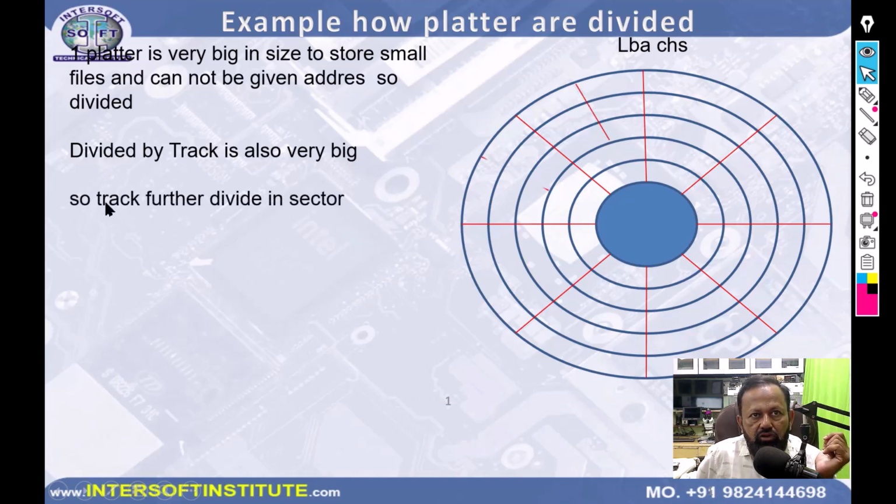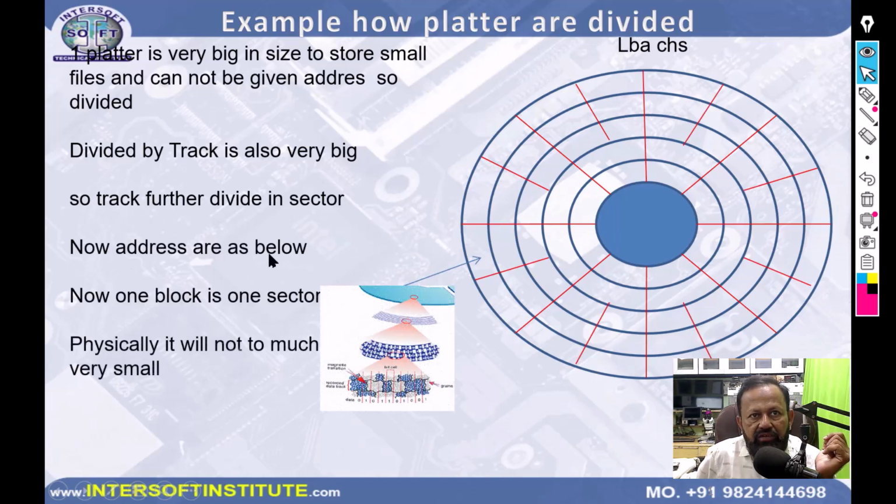Next. So the track is further divided into sectors. Now addresses are given as below. So how do we give addresses to all these sectors? This is one sector. When we zoom in, it will look like this, and there is a bit. So in every sector there is a bit, a binary digit. Okay, 0, 1, 0, and magnetic fields are there. It is stored like this.